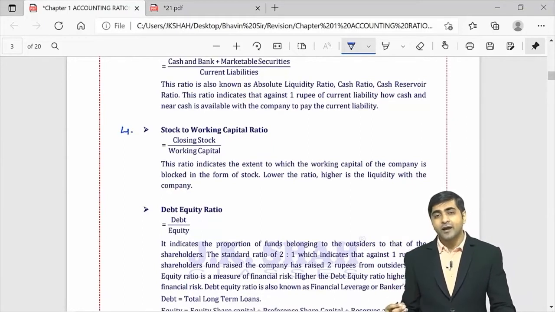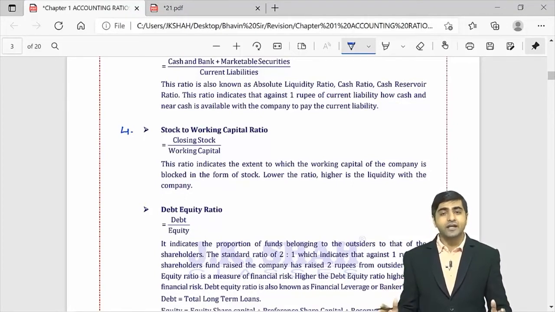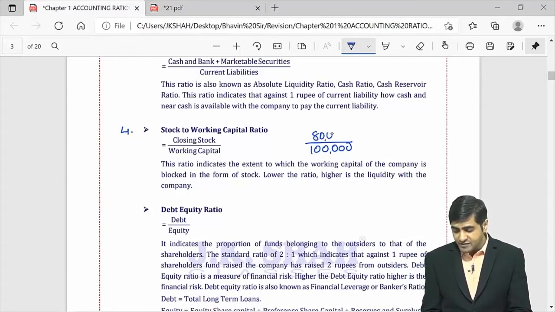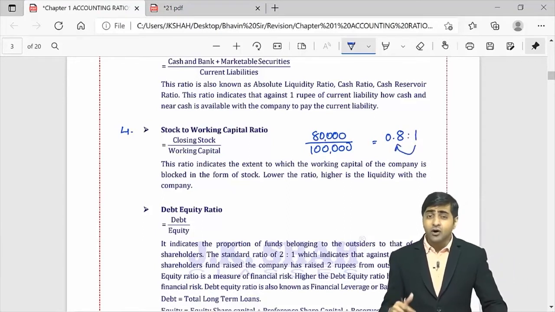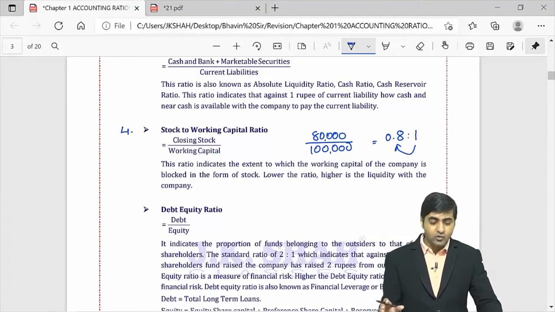Closing stock upon working capital helps us determine the amount which is blocked in your stock in the total amount of working capital. Suppose your working capital amount is 1 lakh rupees, and in this 1 lakh the quantum of stock is 80,000. Then we put it in these words: in 1 rupee of working capital, 0.8 or 80% money is being blocked in your closing stock.